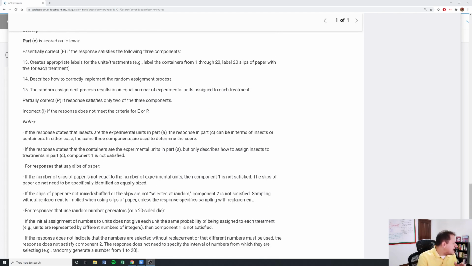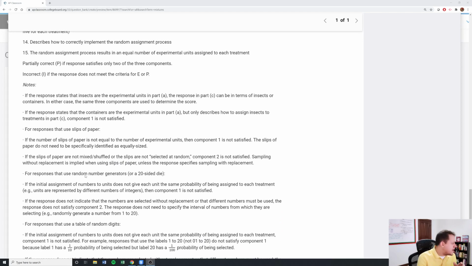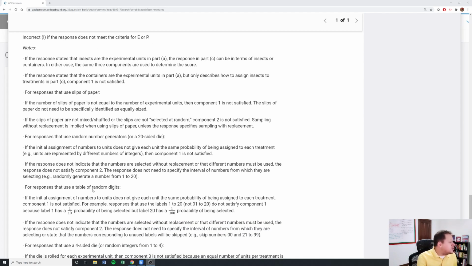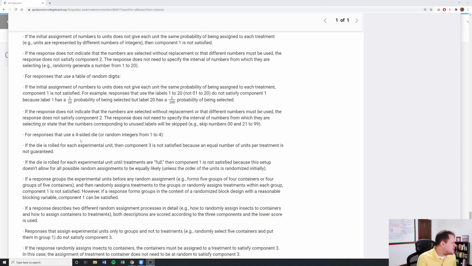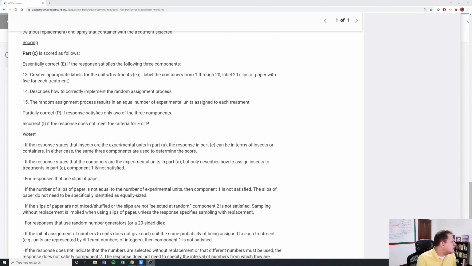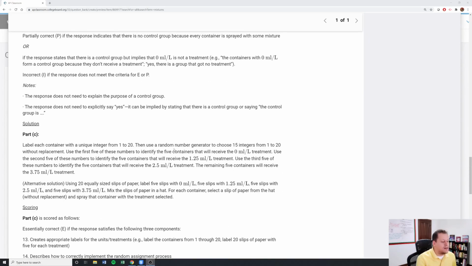And they actually say you can use slips of paper. Don't do that. Random number generators, you could roll a die that has 20 sides. If you already play D&D, maybe you have one of those and that's what you want to use. It works the same way, I suppose. Or you could use a random number table like we talked about in class as well. You could also use a 4-sided die. That's just weird. Okay, I would definitely recommend using the random number generator for assigning your treatments.